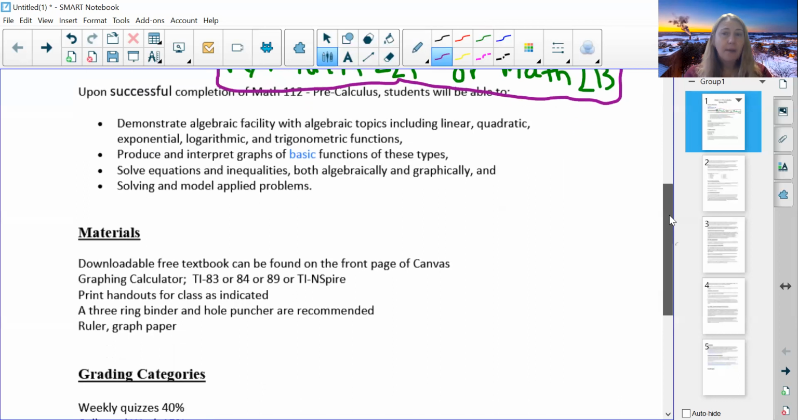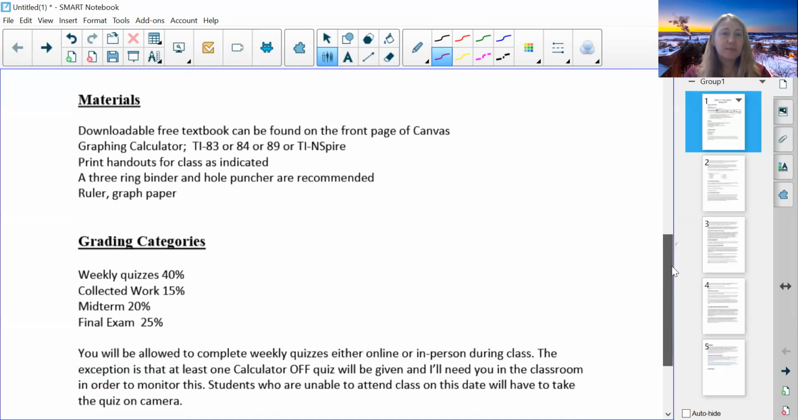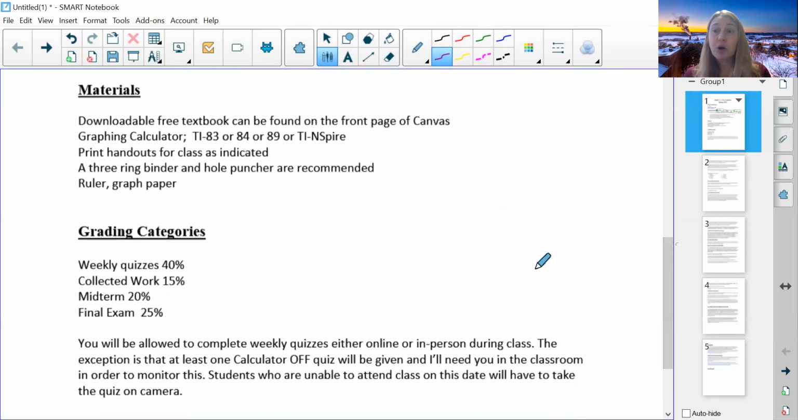All right, moving on to the next section, which is materials. It's not going to cost you a whole lot of money. However, I probably will take a decent bite out of your printer budget, all right? Because the textbook is a free downloadable textbook on the front page of Canvas. Also, whatever graphing calculator you come out of high school with, which is either the 83 or the 84, those are totally sufficient for my course.